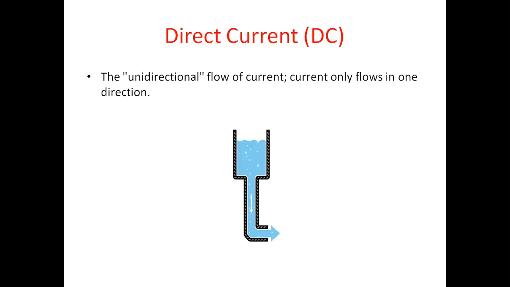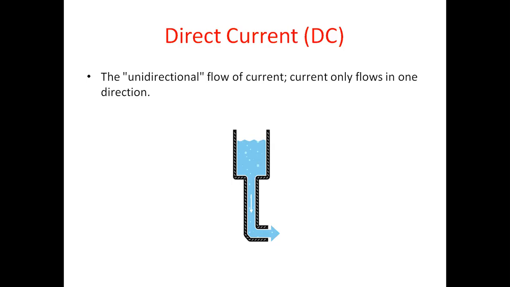Next, we will go to direct current. So first, what is direct current? Direct current is defined as the unidirectional flow of current. The current only flows in one direction. Direct current is a bit easier to understand than alternating current. DC provides a constant voltage or current, as in the case of AC, it was of alternating or oscillating nature.